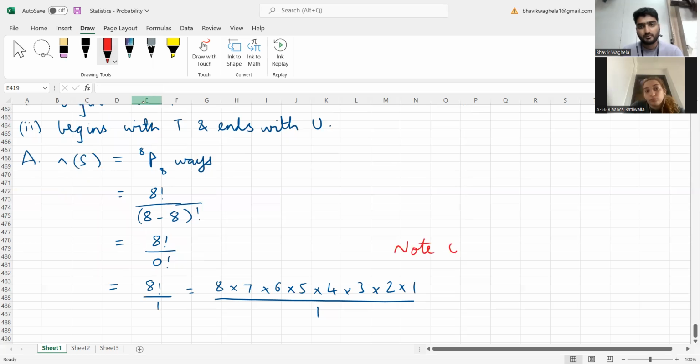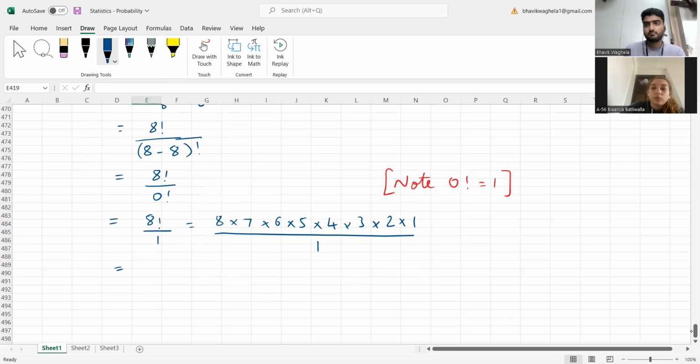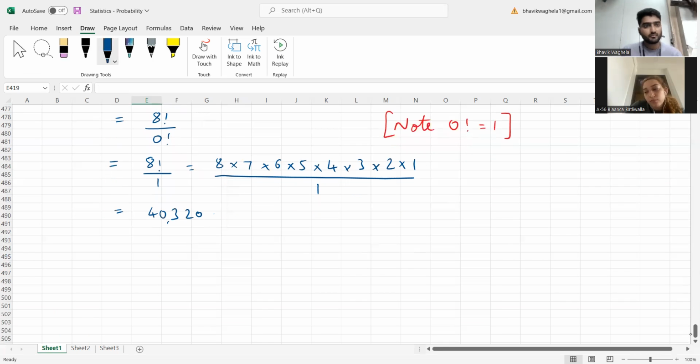Note, 0 factorial is equal to 1. Please calculate this for me. 8 into 7 into 6 into... 40,320. So this is your n of S. Now, to proceed ahead with this first part, we have just found n of S.